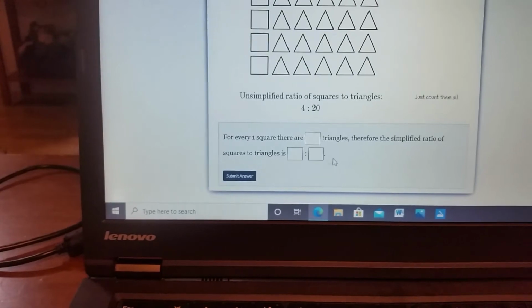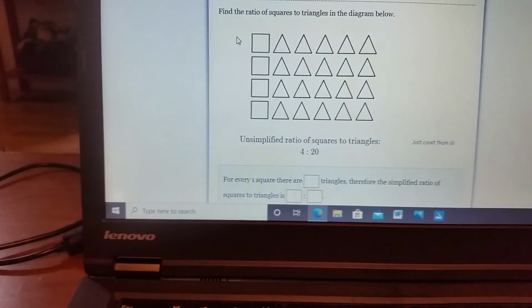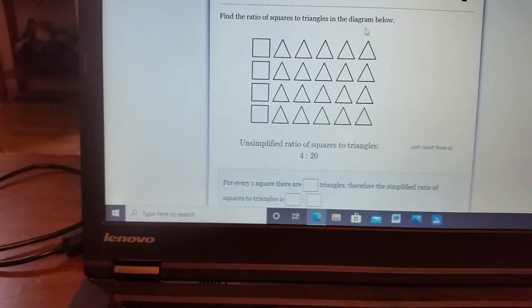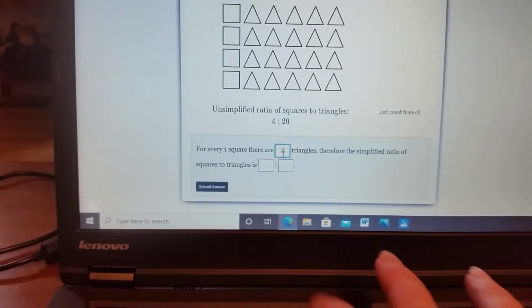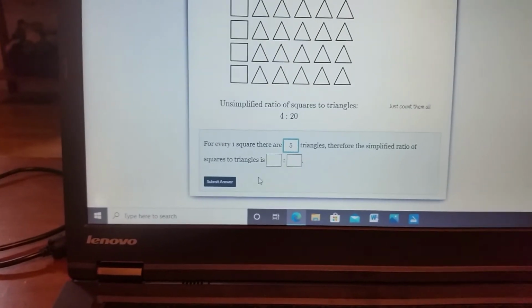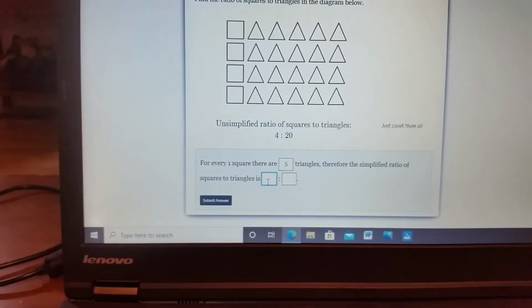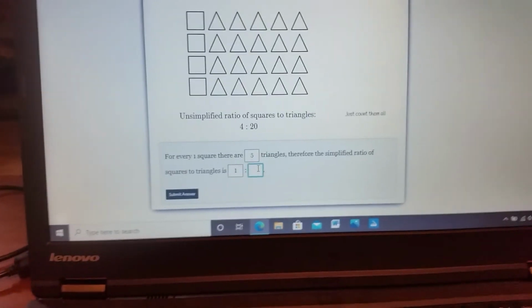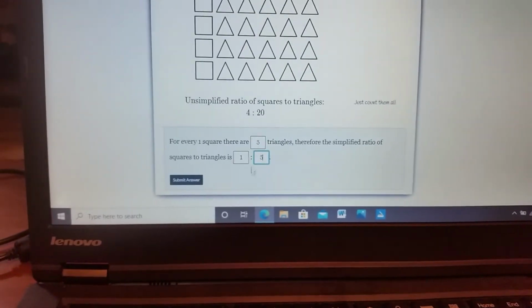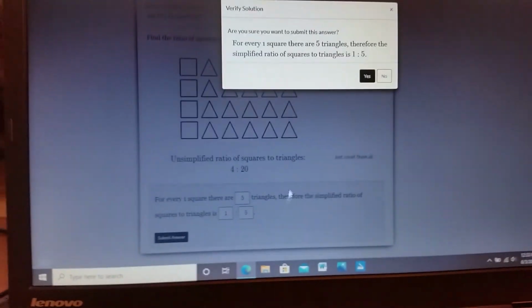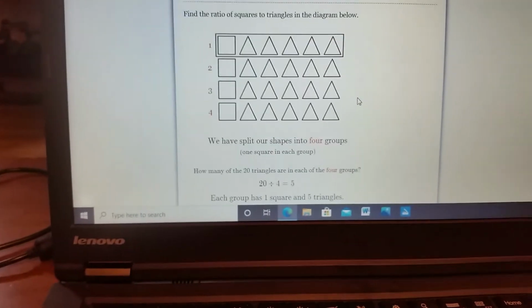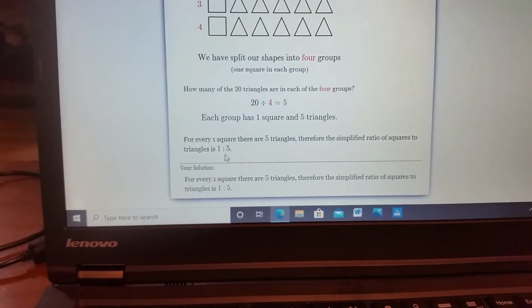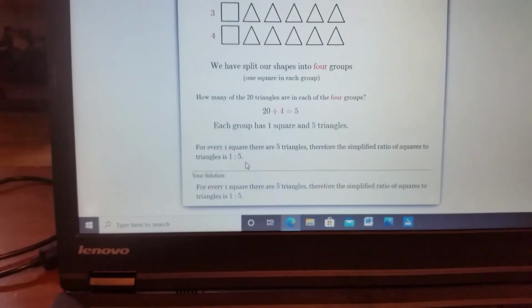Okay, so then it says for every 1 square, there are, so I'm looking just for every 1 square, there are 5 triangles. So I'm going to put in 5. Therefore, the simplified ratio of squares to triangles is 1 to 5. And then I'm going to submit my answer. And it says, is that what you want to submit? And I'm going to say yes. And it gave me a green check mark, which means that is correct. And then it shows you how to work it out, and yes, our solution was the same as what they got.